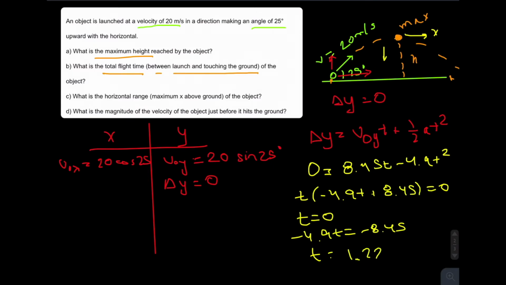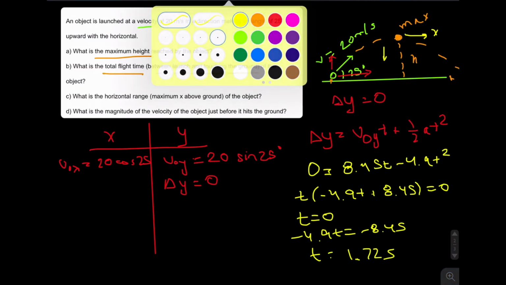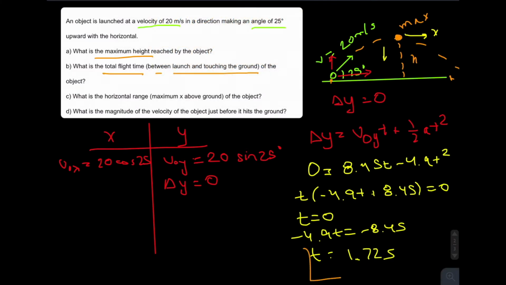Now here you might be wondering, okay, we got 2 answers for time, and that makes sense, right? Because we got a quadratic. Now why do we get 2 answers for time? The reason behind that is, let me actually write this a bit neater. It looks like 122, but it's 1.72. And the reason behind us getting 2 answers is, think about it.